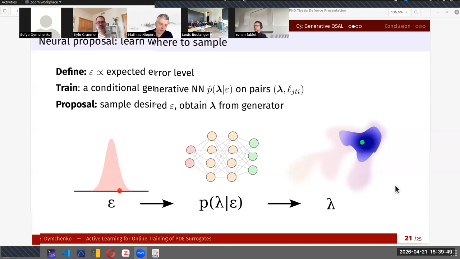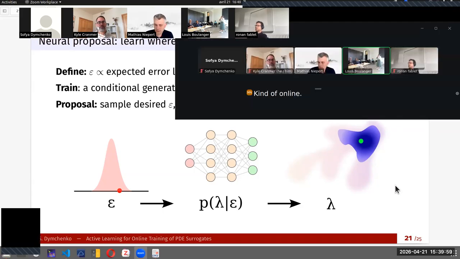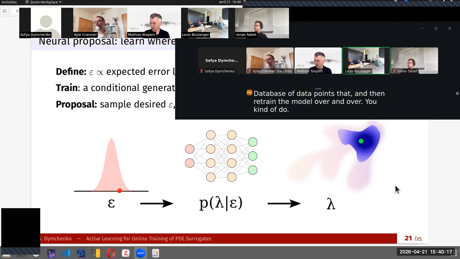Okay, so let me move on to what you called your second contribution, which is this online training. So here you're arguing that instead of collecting data points iteratively, adding them to a database of data points, and then retraining the model over and over, you do everything at the same time, right?